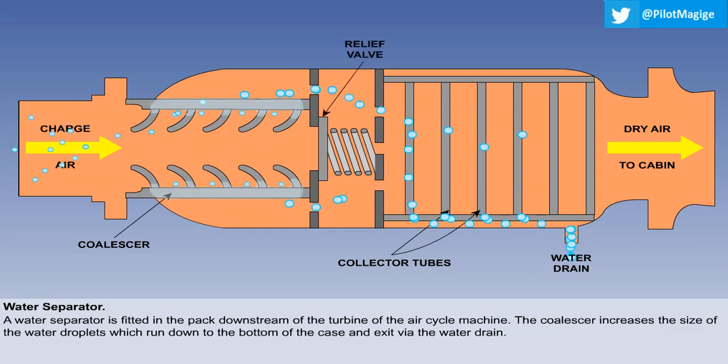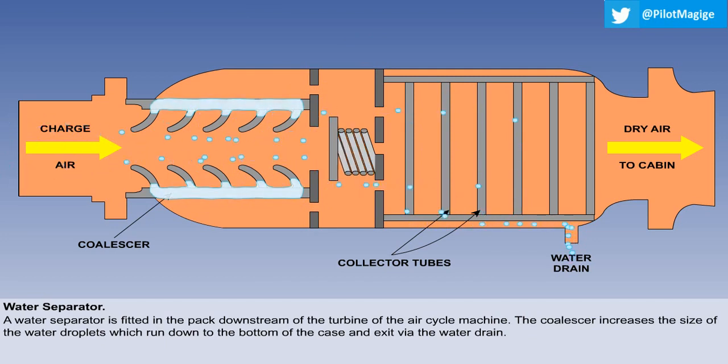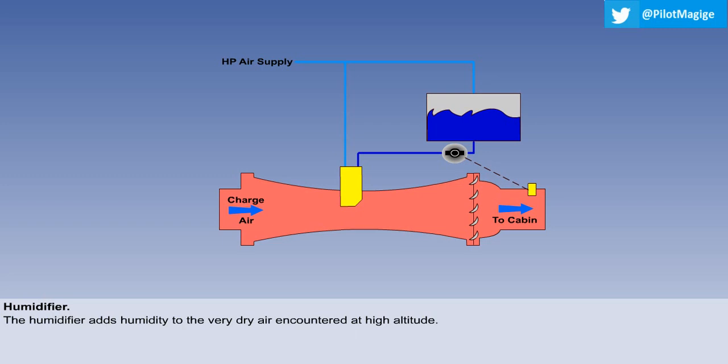The relief valve will open to safeguard the airflow to the cabin should the coalescer become blocked with ice or debris. The water separator does most of its work in low-altitude, humid conditions. However, at the high cruising altitudes used by modern transport aircraft, the air is very dry.